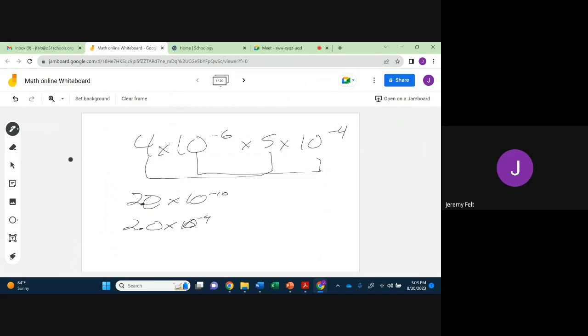If your coefficient ends up being less than 1 or greater than 10, just move the decimal, but don't just move the decimal without adjusting this accordingly. So 20 can be written as 2 times 10 to the power of 1, which means 10 to the power of negative 10 times 10 to the power of 1 gives me 10 to the power of negative 9. Or you can just think I move the decimal, I have to add 1 to the exponent here.